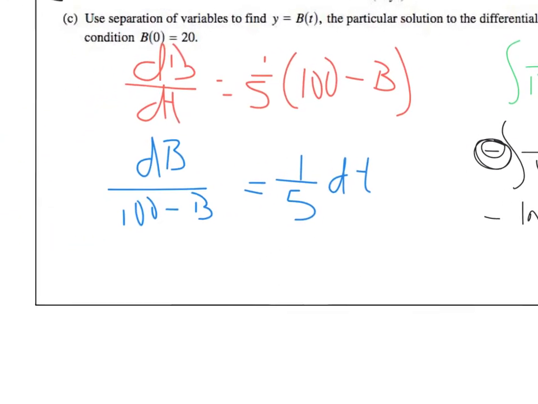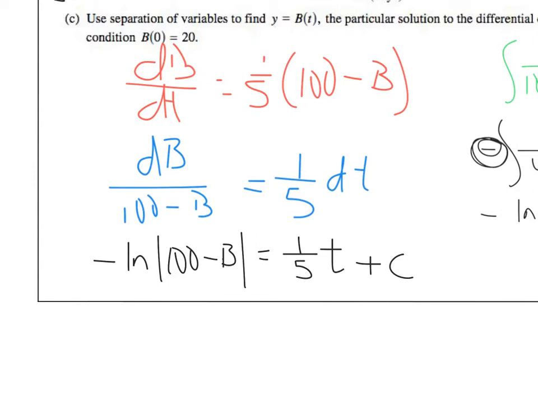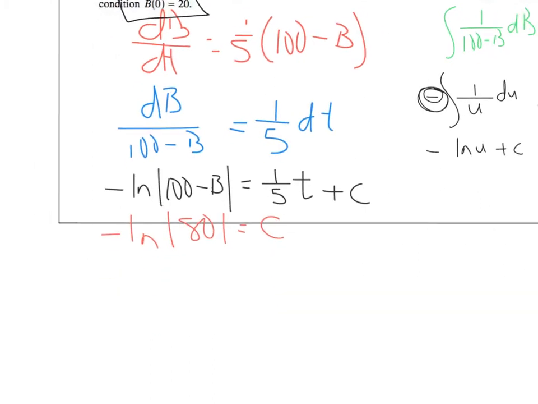So let's go back over here. So we're going to have negative natural log of the absolute value of 100 minus b. The absolute value is simply there to make sure things stay positive. And then the antiderivative of 1/5 dt is 1/5 t. Don't forget your constant right there. We know b of 0 is 20. Let's go ahead and find that right now. You don't have to plug it in right now, but I feel like it. So 100 minus 20 is 80. And then c is the negative natural log of 80.